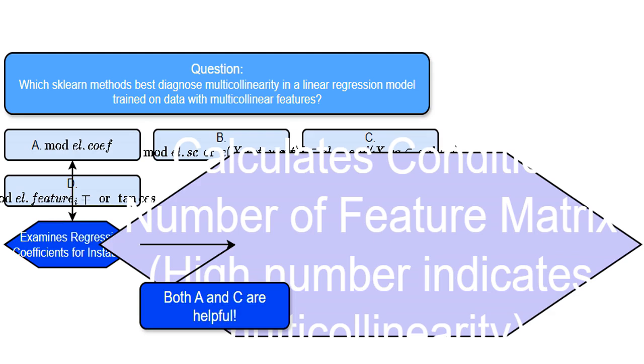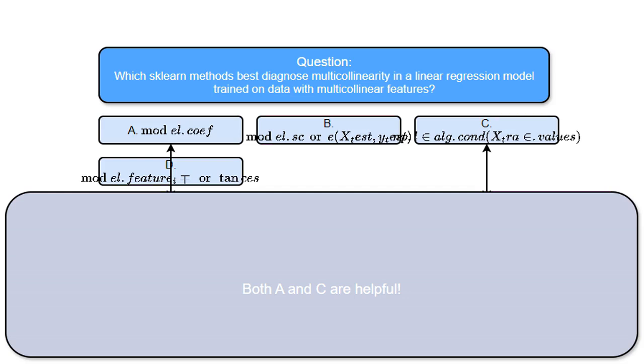Think of it like this. A wobbly tower is highly sensitive to even a small gust of wind. Similarly, a high condition number means small changes in my data will wildly change my model's coefficients. That's not good. Both methods are valuable. MODELCOEF gives me a feel for the stability of my coefficients, while the condition number gives me a precise measure of multicollinearity's strength. By combining these I obtain a clear diagnostic assessment. That's how you diagnose multicollinearity like a pro.